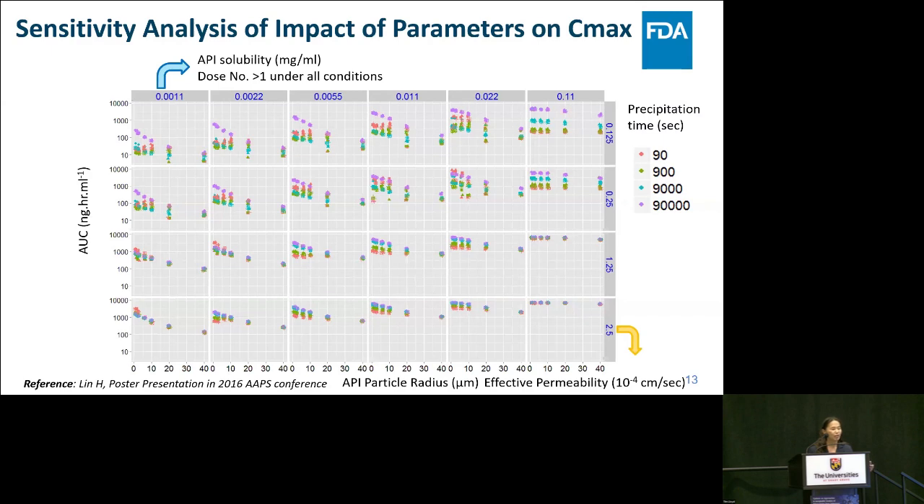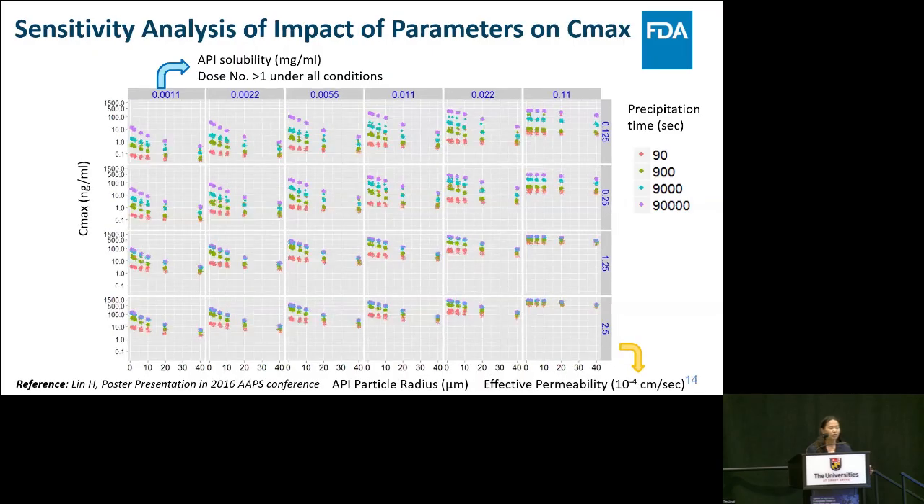And if you look at the 0.011, the left panel, and from the top to the bottom, you can see AUC tends to be more sensitive to the permeability change compared to high solubility. A similar trend can be observed for the Cmax as well.